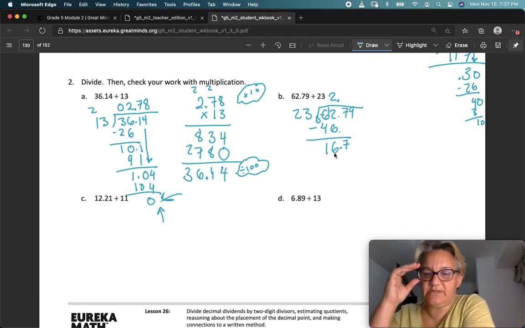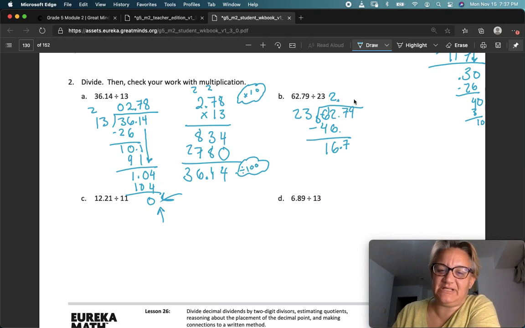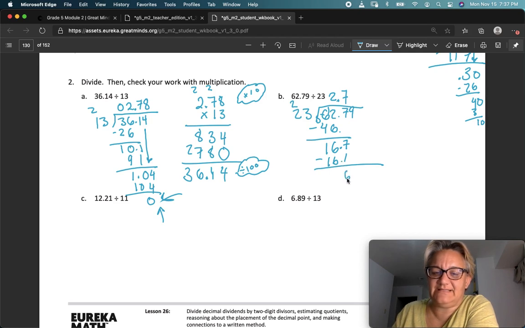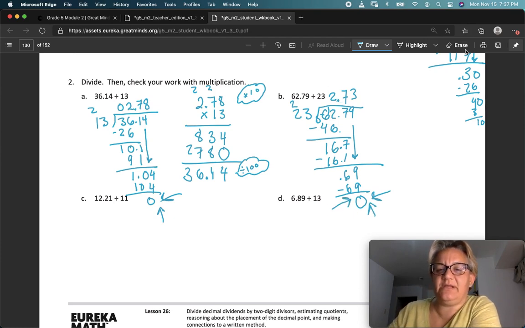20 would go into 168 times, but it's actually a little bit bigger than that, so let's guess 7. 7 times 3 is 21, carry the 2. 7 times 2 is 14, plus 2 is 16. And then subtract, I have 6 tenths left, bring down the 9. Look at that, 23 times 3 is 69, so 3 times 3 is 9, 3 times 2 is 6. And there's my 0 that I was looking for. Makes me happy. Right there, 2 and 73 hundredths.